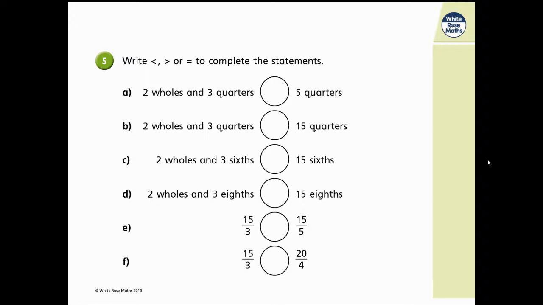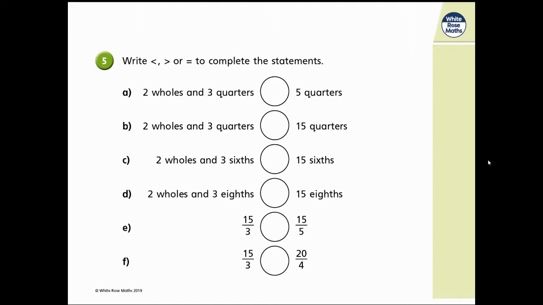Down to E, and we can use our little trick on this one that we learnt earlier. So we've got 15 thirds and 15 fifths. And if the numerator is the same, which it is here, 15 and 15, if the denominator is different, the larger the denominator, the smaller the fraction. So 15 thirds should be greater than 15 fifths. And if we go, right, how many 3's are in 15? We know there's 5. And then how many 5's in 15? There are 3. So yes, 15 thirds is greater than 15 fifths. That little trick, it really works.